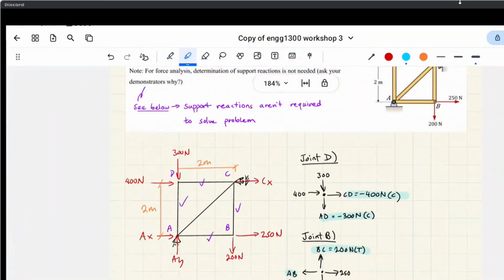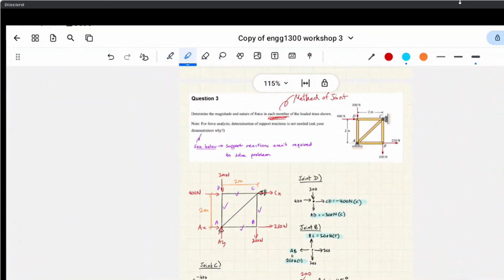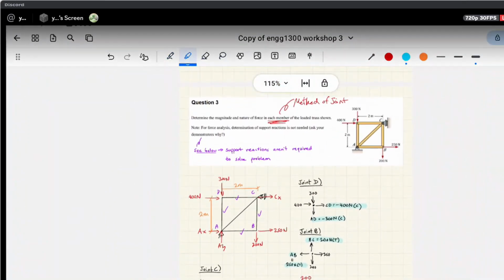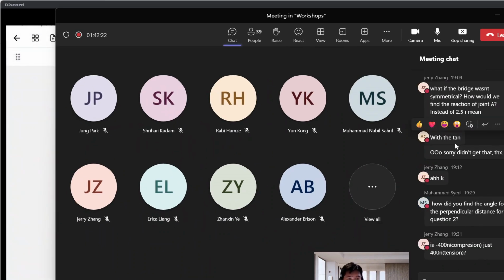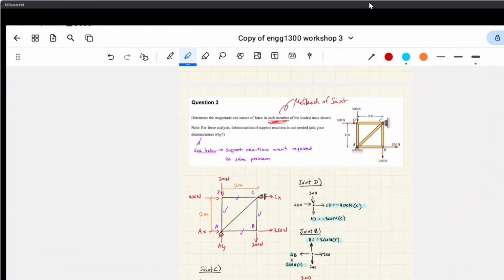Cool. So, I'm gonna check the chat. How did you find the angle for the perpendicular distance in question two? Okay, I'll go over that in a second again. Is 200 newtons compression just 200 newtons tension? Oh, okay. First I'll start with the second question by Jerry here because I'll just talk about this question a bit longer.